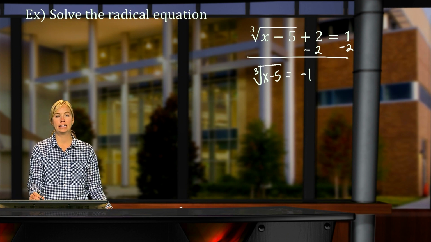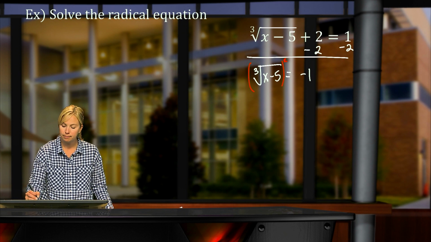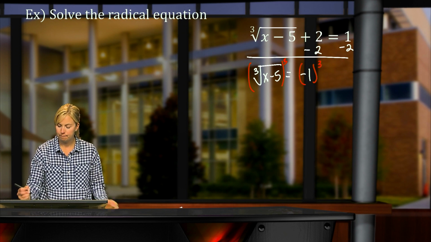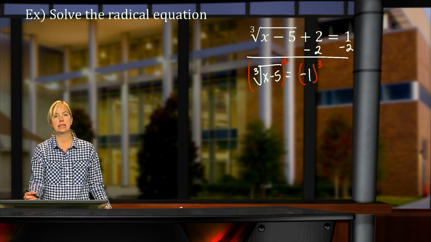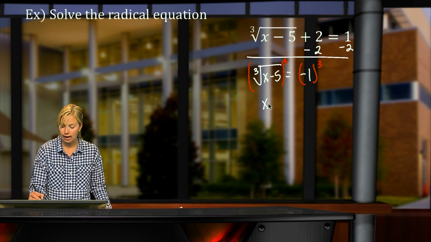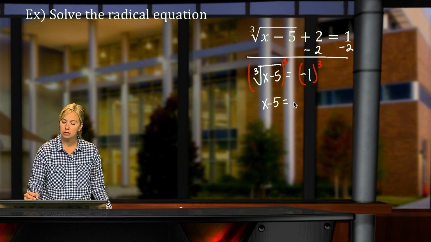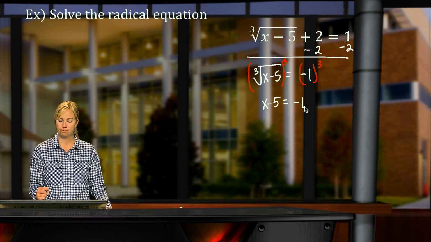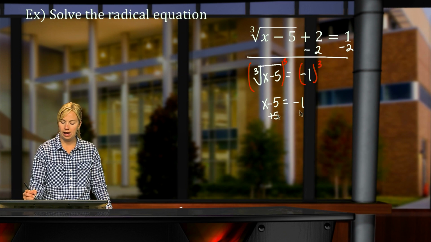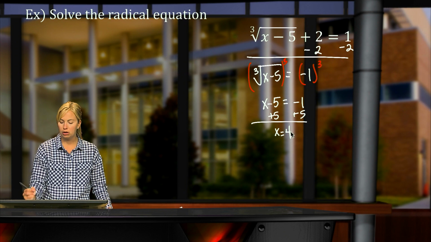Since this example has a cube root, to undo the cube root, we're going to cube both sides. Just like in the previous problems, the cube root and the cube will cancel each other out, so we're left with x minus 5 on the left, and negative 1 cubed is negative 1. Adding 5 to both sides, we get x equals 4.